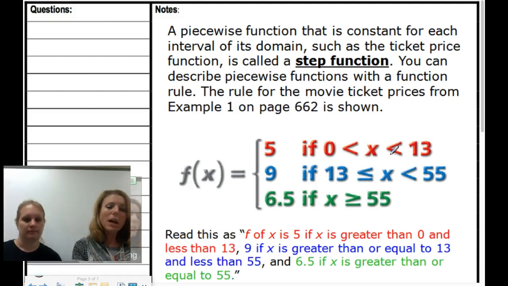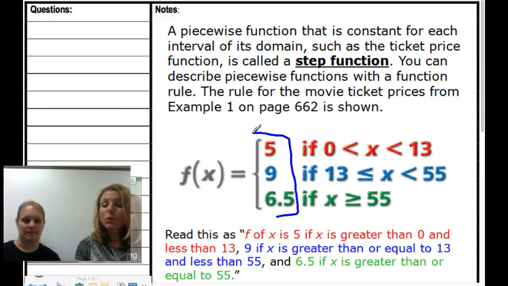And now what we're going to talk about is a piecewise function that is constant for each interval of its domain, such as the ticket price of going to a movie. That is a step function. You can describe piecewise functions with a function rule. So for example, notice that our function right there is called a step function because there are no variables in the interval, but each of the functions is equal to a constant. That is a step function. So these are our constants.